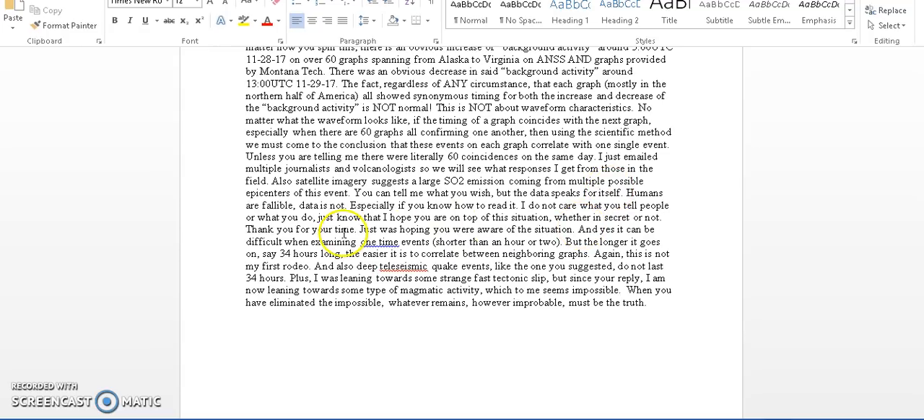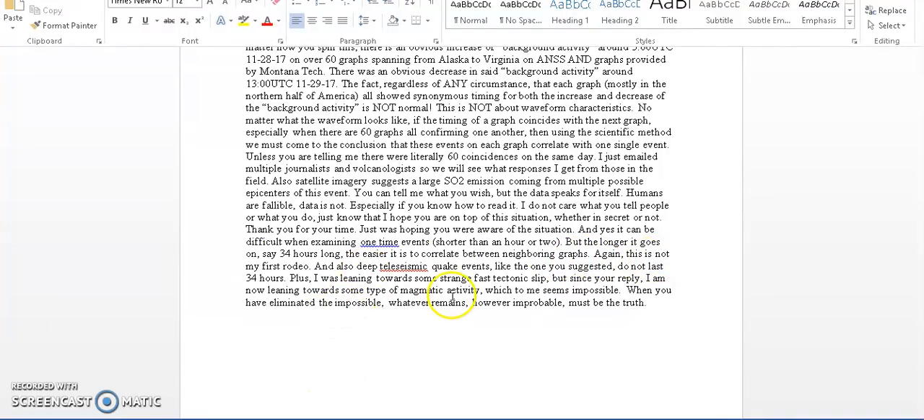And yes, it can be difficult when examining one-time events, like an earthquake, maybe, shorter than an hour or two. But the longer it goes on, say 34 hours long, which by definition, this was a long period tremor, because it was a tremor, and it was 34 hours long, which makes it a long period tremor. Okay, but the longer it goes on, say 34 hours long, the easier it is to correlate between neighboring graphs. Again, this is not my first rodeo.